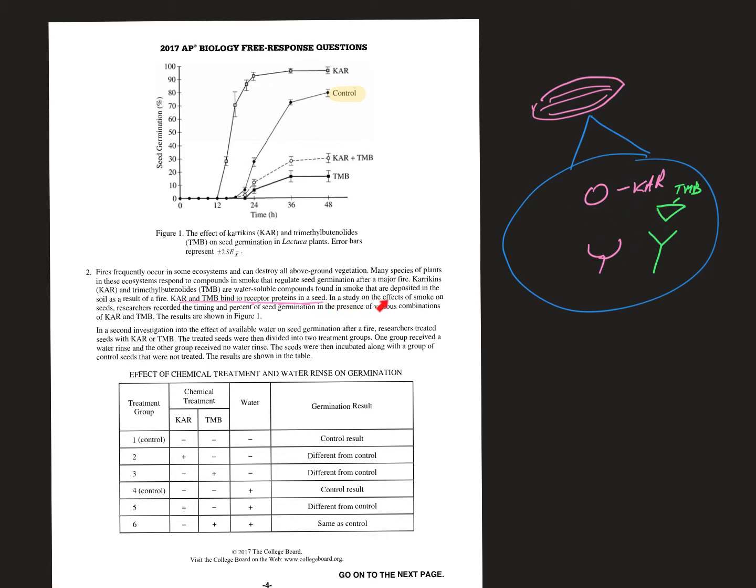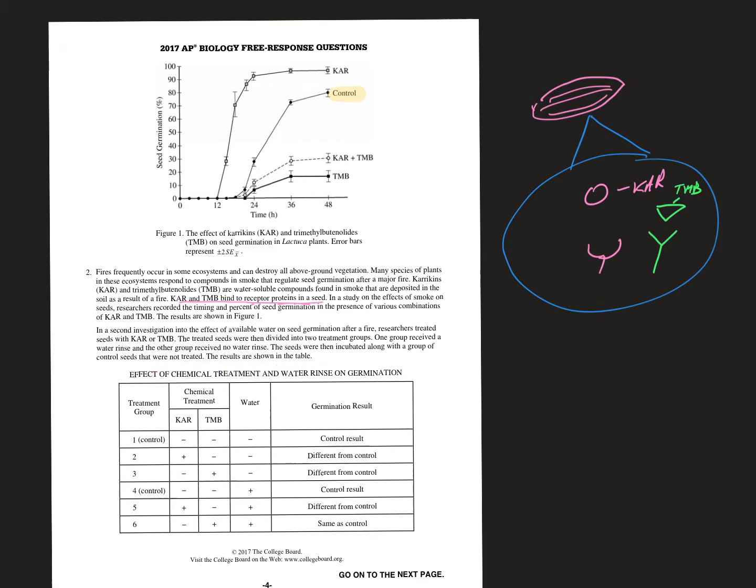In the study on the effects of smoke on seeds, researchers recorded timing and percent of seed germination in the presence of various combinations of KAR and TMB. The results are shown in Figure 1, and we just looked at that. In the second investigation, the effects of available water on seed germination after fire, researchers treated the seeds with KAR or TMB. The treated seeds were then divided into two groups. One group received a water rinse, the other received no water rinse. The seeds were then incubated along with a group of control seeds that were not treated. The results are shown in the table.